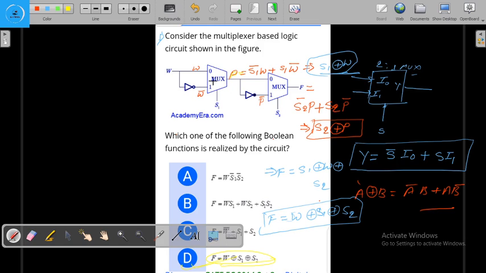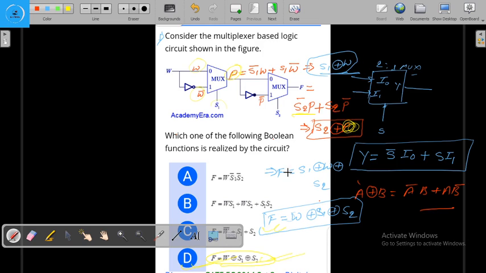So in this question 2 to 1 multiplexers are given. Let P be the output of the first 2 to 1 mux. Then P equals S1 bar W plus S1 W bar, which is S1 XOR W. And the output of the second 2 to 1 mux is S2 bar P plus S2 P bar, which is S2 XOR P. If we put the value of P, F will be equal to W XOR S1 XOR S2.